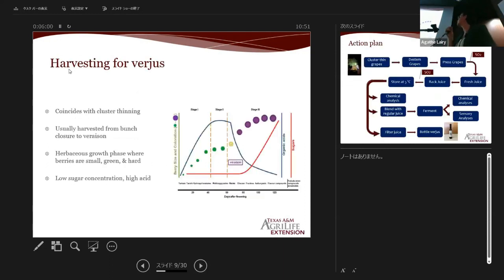As I mentioned, harvesting for verjus coincides with cluster thinning. Usually it happens somewhere between bunch closure and veraison. This is a herbaceous growth phase where the berries are small, green, and hard. Again, low sugar concentration and high acid concentration.